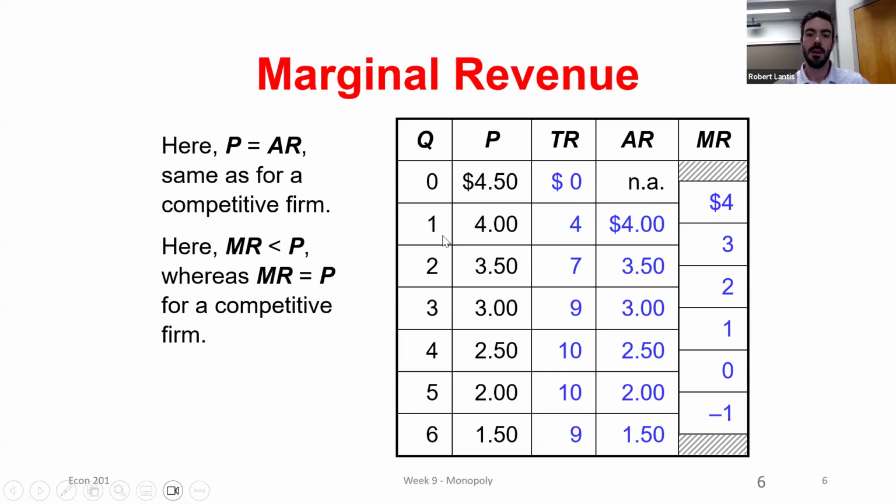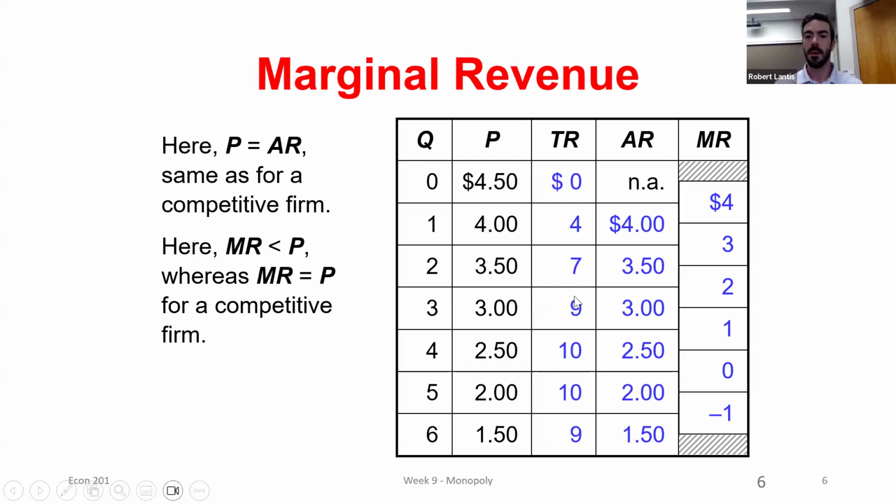Change in total revenue is 3. Change in quantity is 1. Marginal revenue is 3. So notice marginal revenue is going to be decreasing. And that comes from the fact that, yes, I am selling more units. However, in order to do that, I had to lower the price. Okay. So I might still be able to increase my total revenues, right?